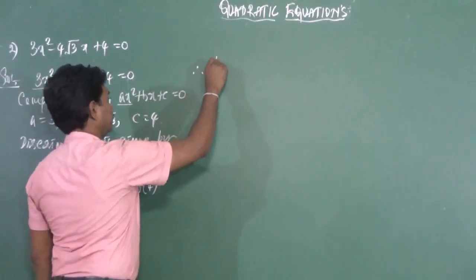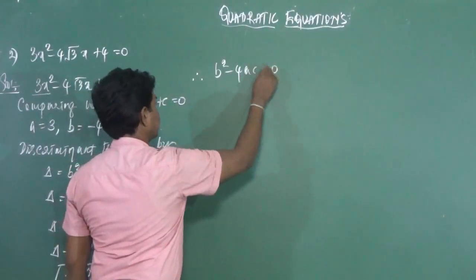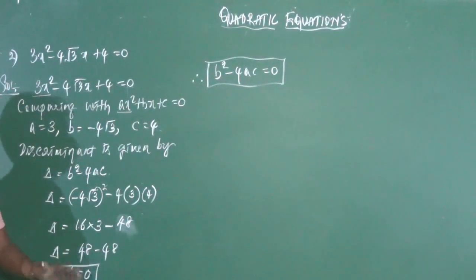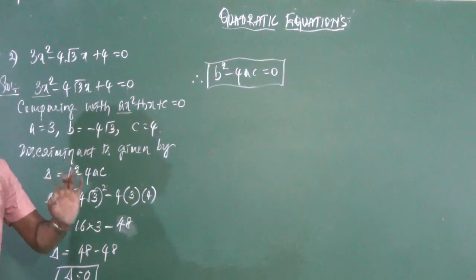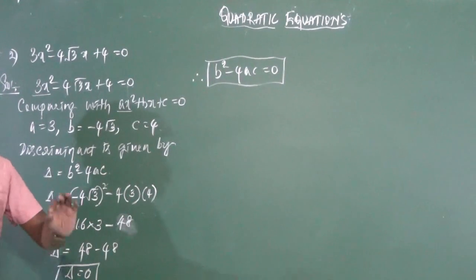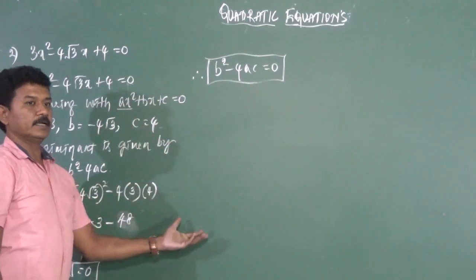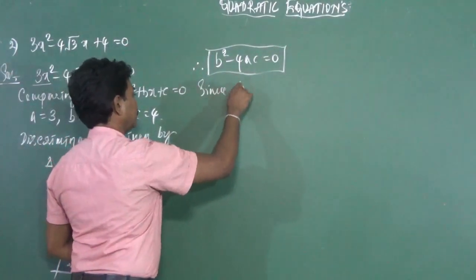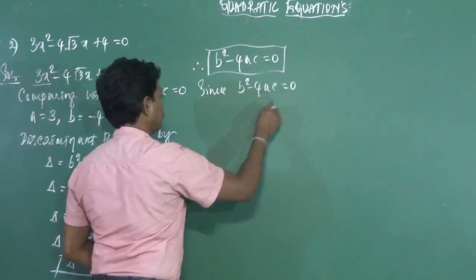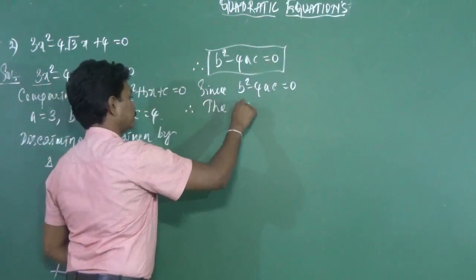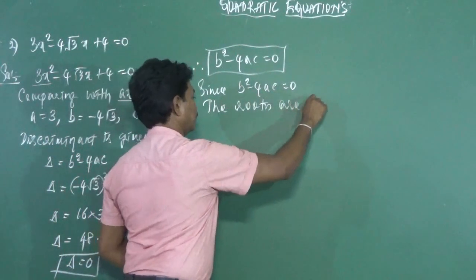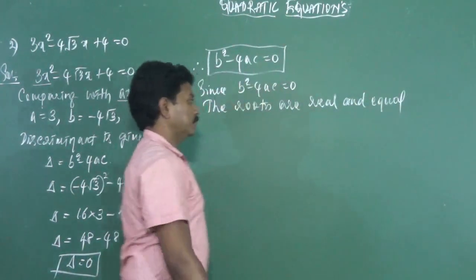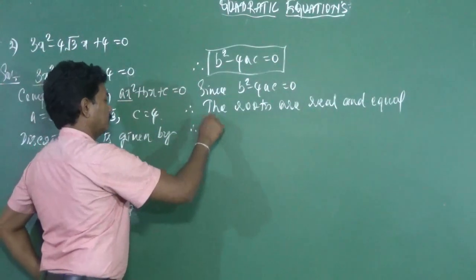So therefore b square minus 4ac is equal to 0. If b square minus 4ac is equal to 0, then we say that the roots are real and equal. As we have got real roots here, we will find out the roots. So let us try to find out the roots.